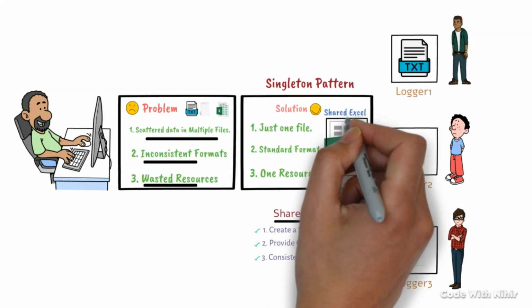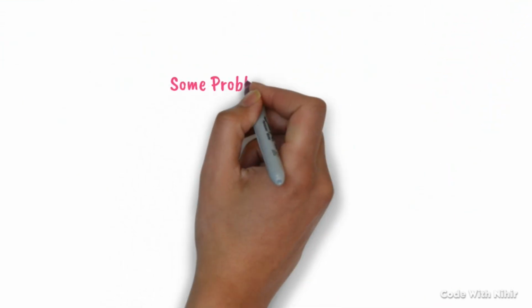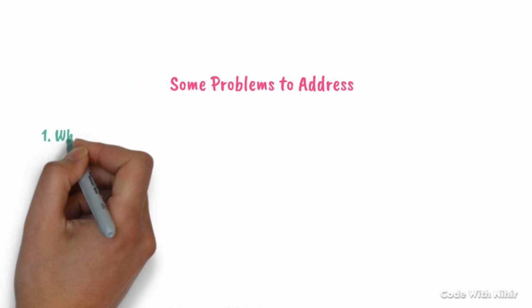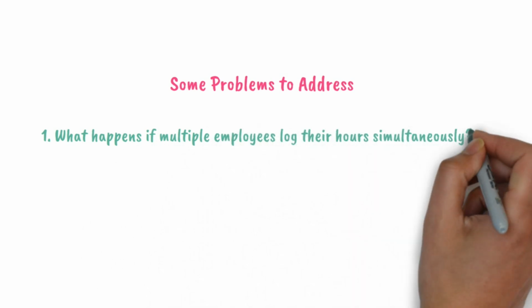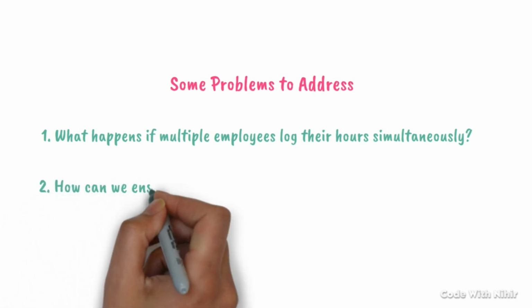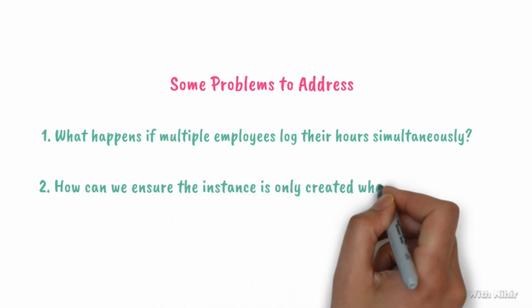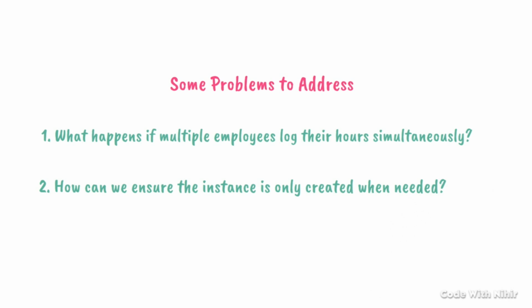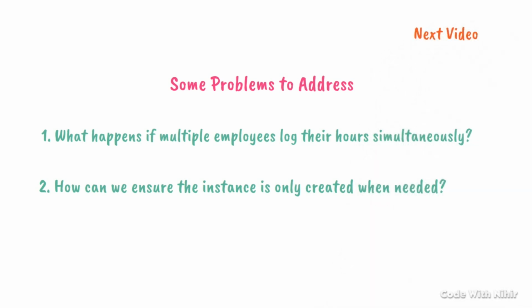We now have a solution where all employees log their hours in a single shared file. However, there are still some problems to address. Number 1, what happens if multiple employees log their hours simultaneously? And number 2, we are using eager loading, meaning the object is created as soon as the application starts. How can we ensure that the object or instance is only created when needed? We will address these 2 issues in our next video.